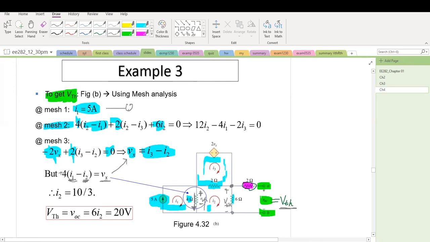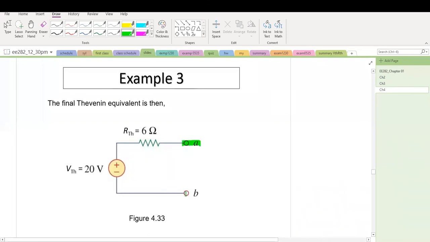3 equations, 1, 2, and 3. And Vx is a function of I1 and I2. We plug it in, and then we obtain I2. If we solve I2, then VTH equals 6 I2. As I said, VTH is the voltage along this 6 ohm here, that equals 20. This is the Thevenin theorem, the Thevenin equivalent circuit. VTH equals 20 volts, and RTH equals 6 ohm for this circuit.